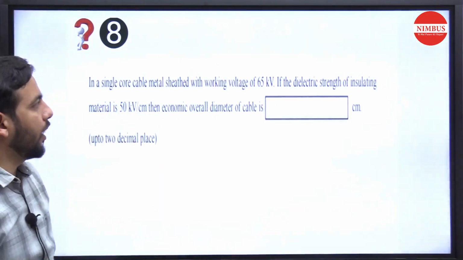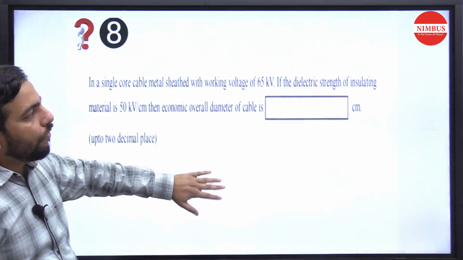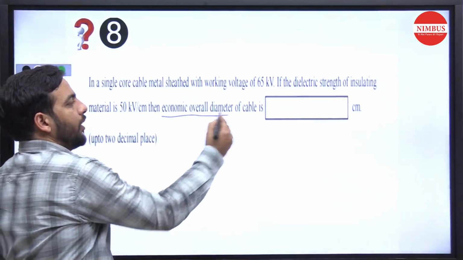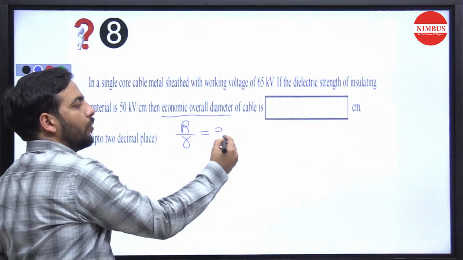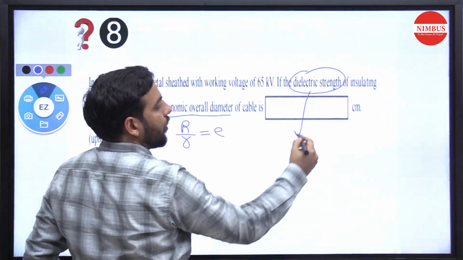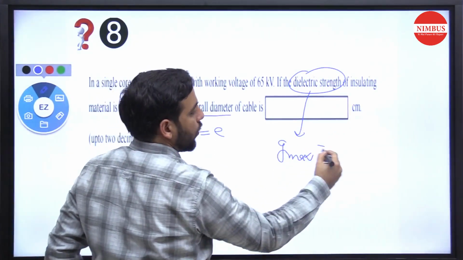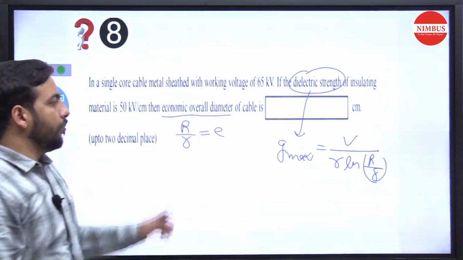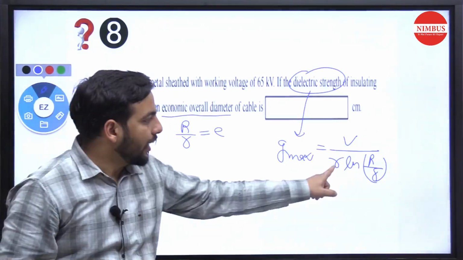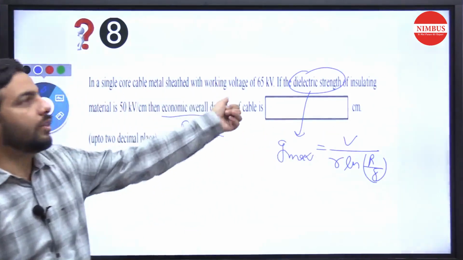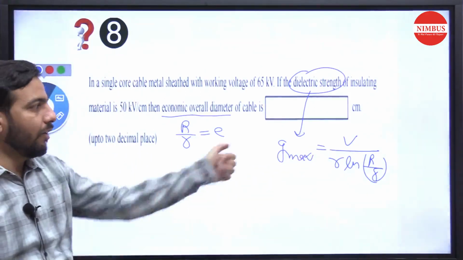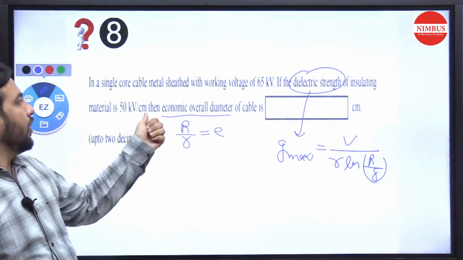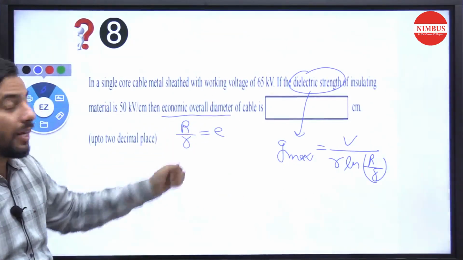Simple. Okay, next, after the overhead line, we will go to the underground cable. As I have talked about, for the economic overall diameter the condition is capital R upon small r equal to e. And the dielectric strength formula is what? Its formula is G max equals V upon r ln of capital R upon small r. From here, when you put in e, you will calculate r, because G max and V are given in the question. When r is calculated, just multiply r by e and you will calculate capital R, and for the overall diameter you multiply capital R by 2.